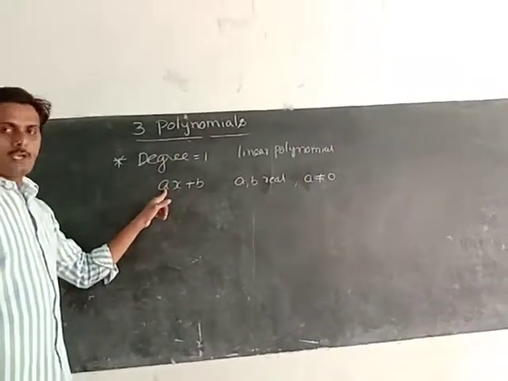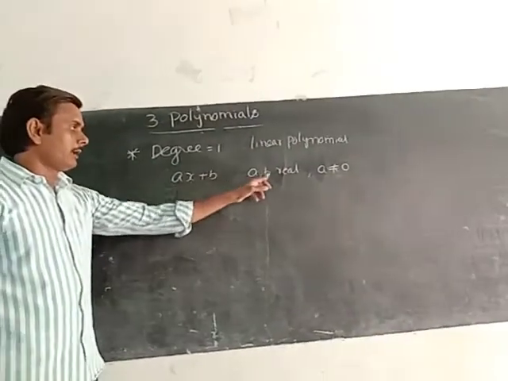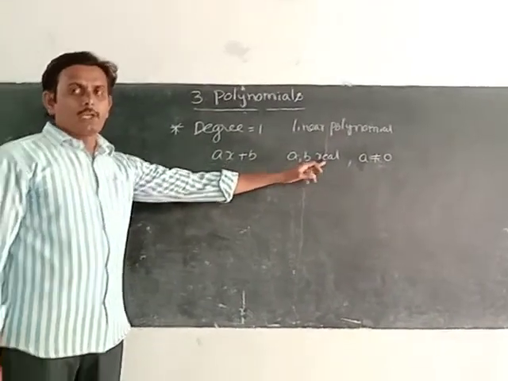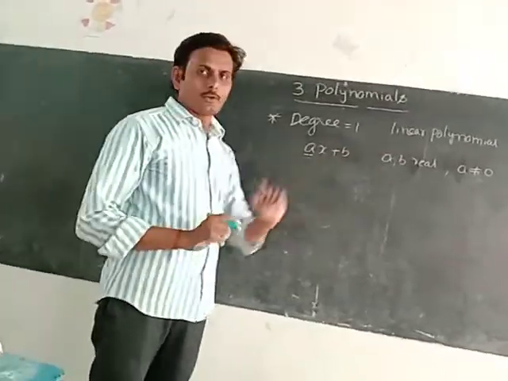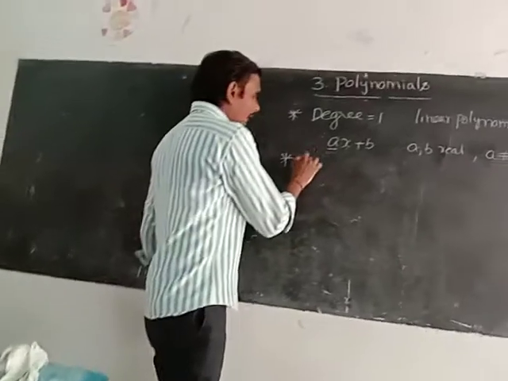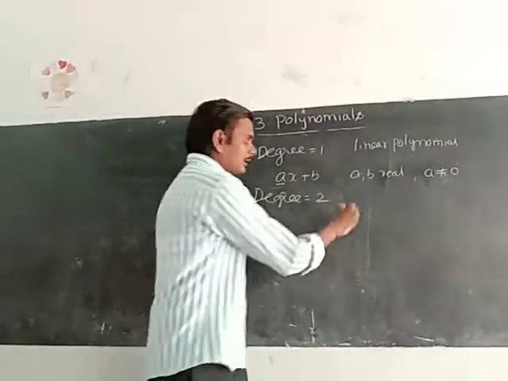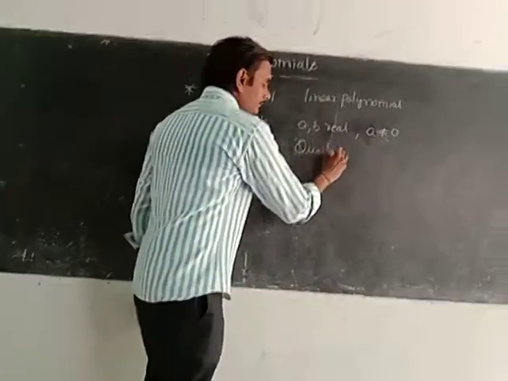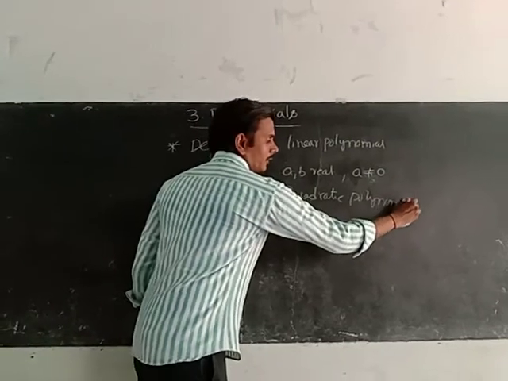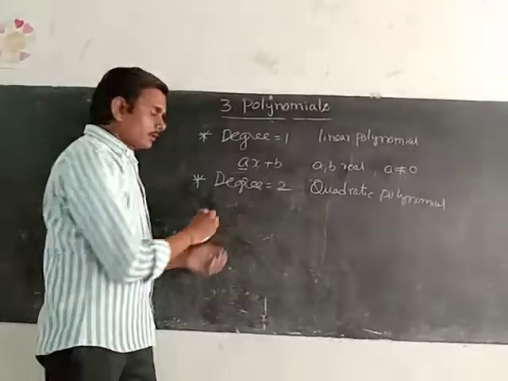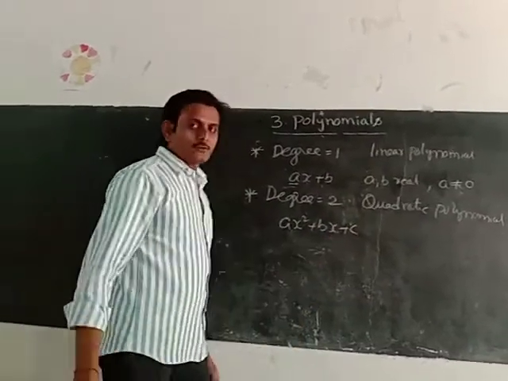The general form of the linear polynomial is ax plus b, where a, b are real numbers, and the x coefficient should not be equal to 0. So a is not equal to 0. Next, if the degree of the polynomial is 2, then that is called the quadratic polynomial. The general form of the quadratic polynomial is ax square plus bx plus c.